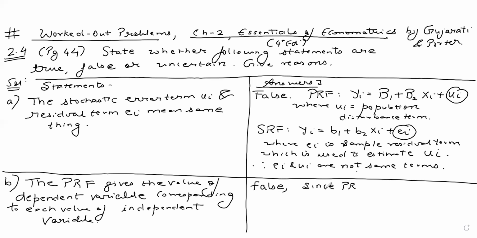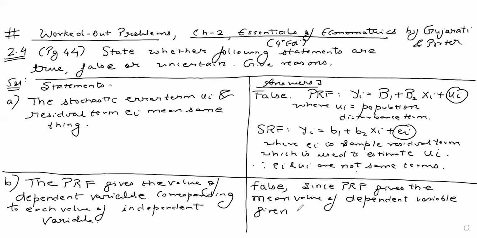Since the population regression function gives the mean value of the dependent variable given each value of the explanatory variable, the second statement is also false.